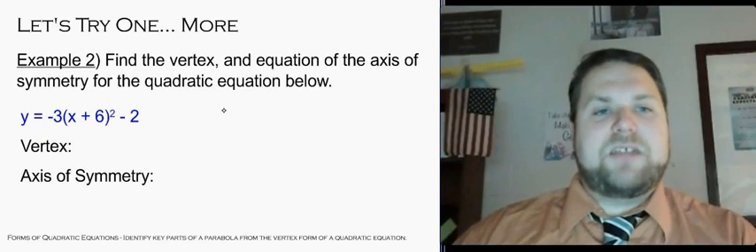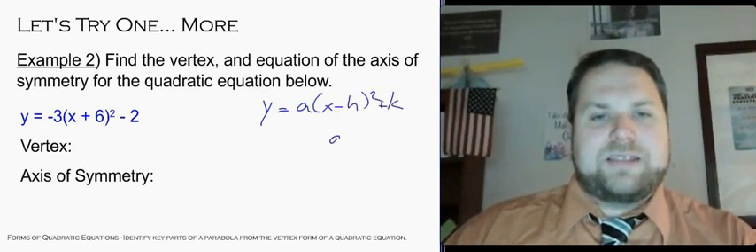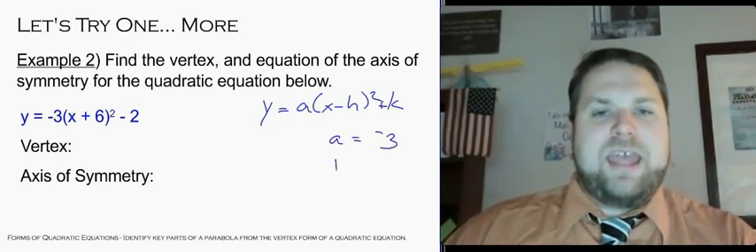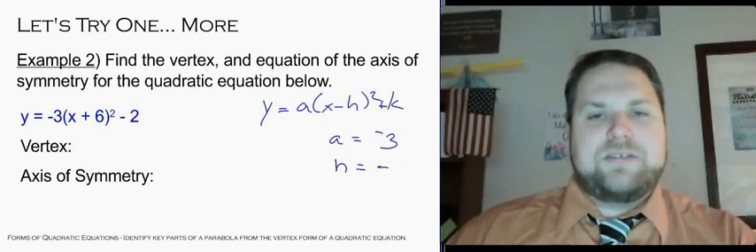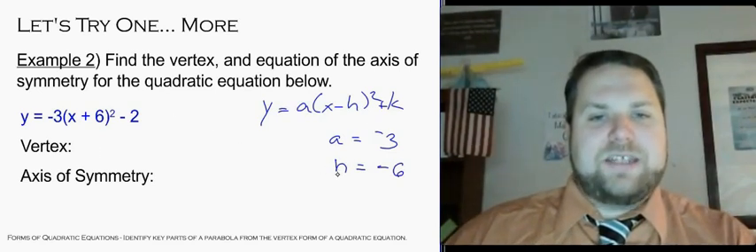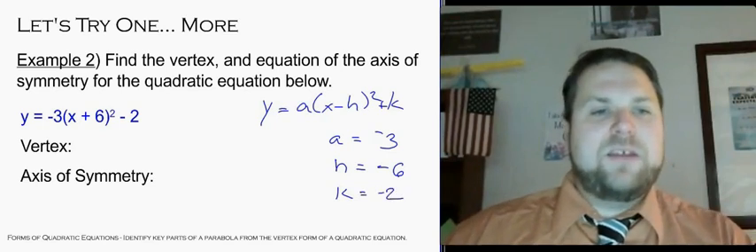All right, let's do another one. So I'm going to do the same thing as before. Let's find A, H, and K very quickly. A is the number out in front of the parentheses, so in this case it's -3. H is going to be the opposite of the number in parentheses with the x, so in this case -6. This was a +6, so H is a -6. And then K is the number on the outside. Well, it's -2, so K in this case would be -2.